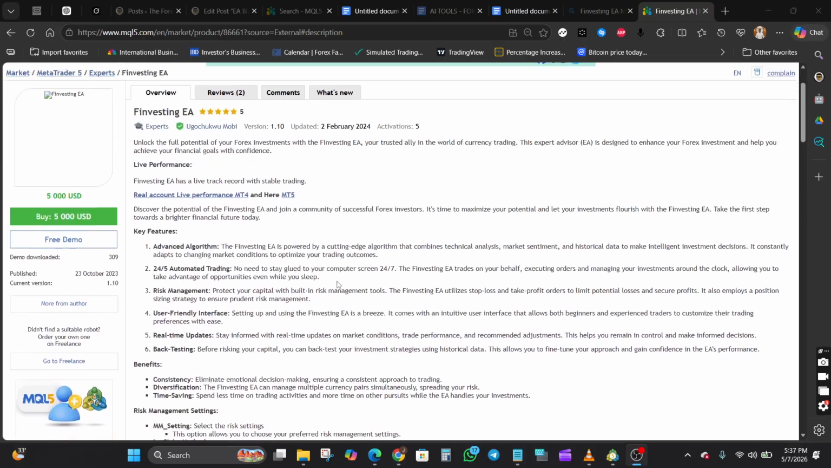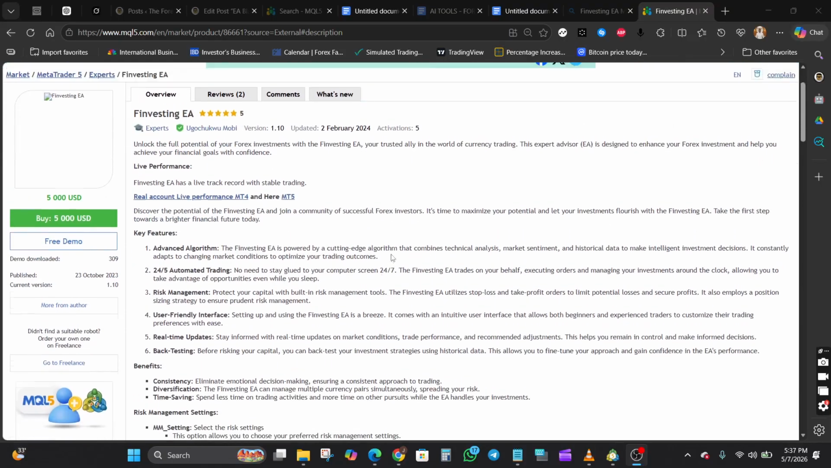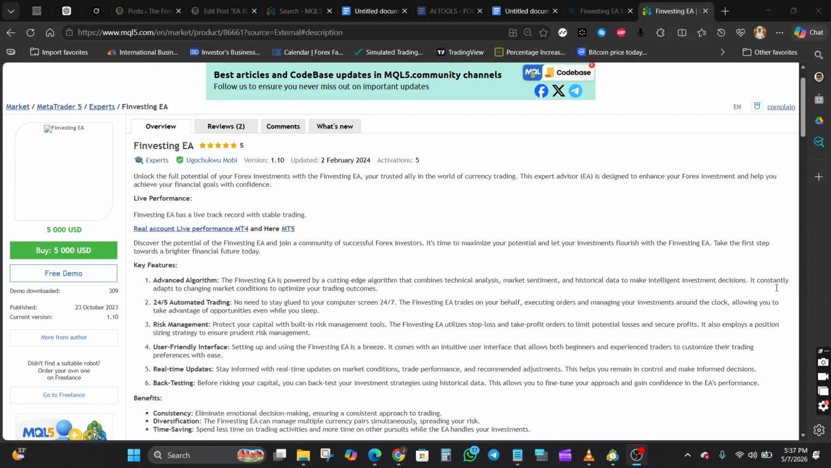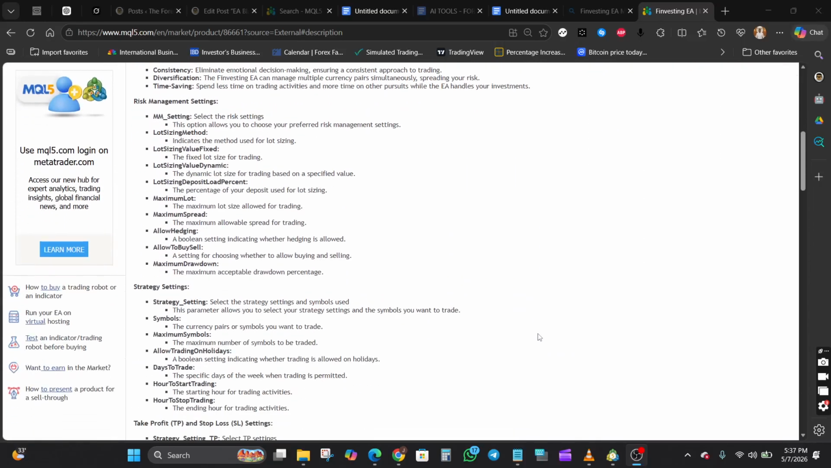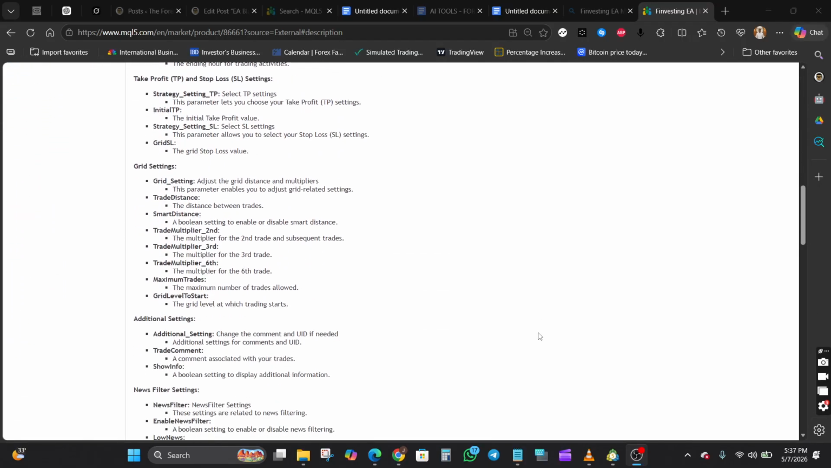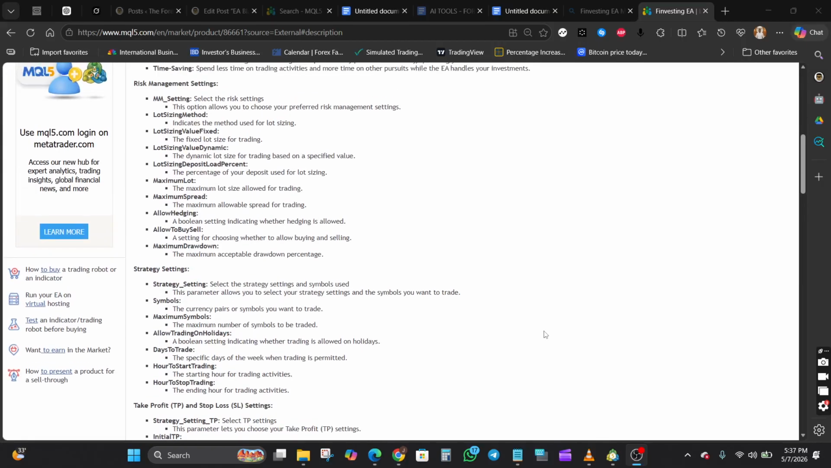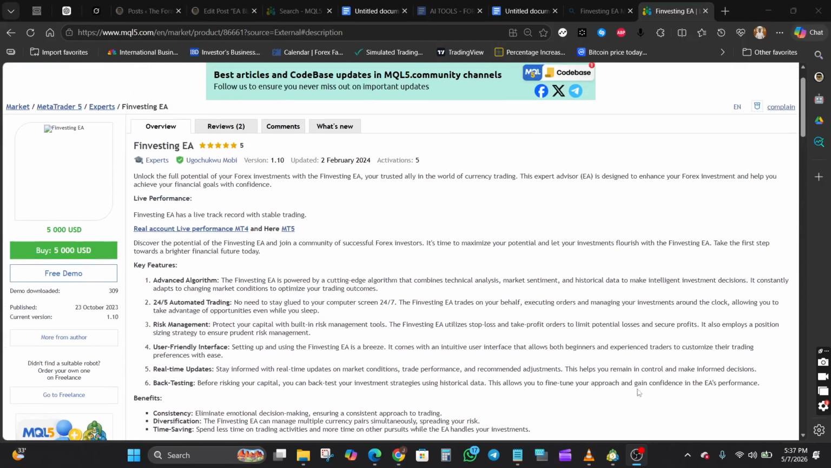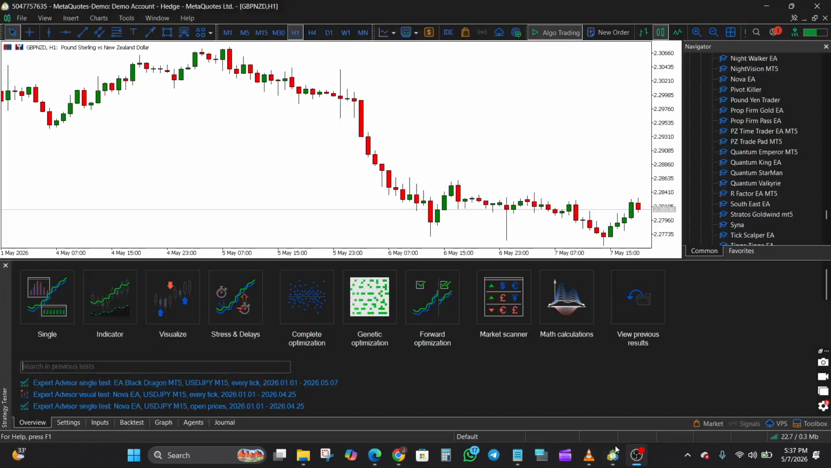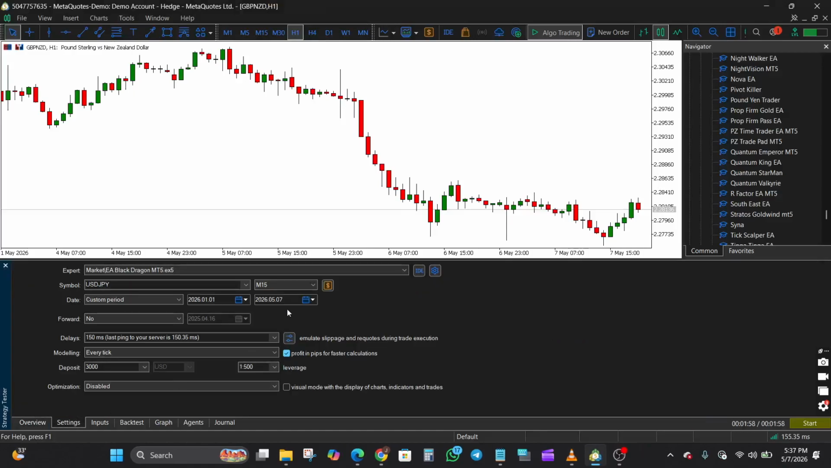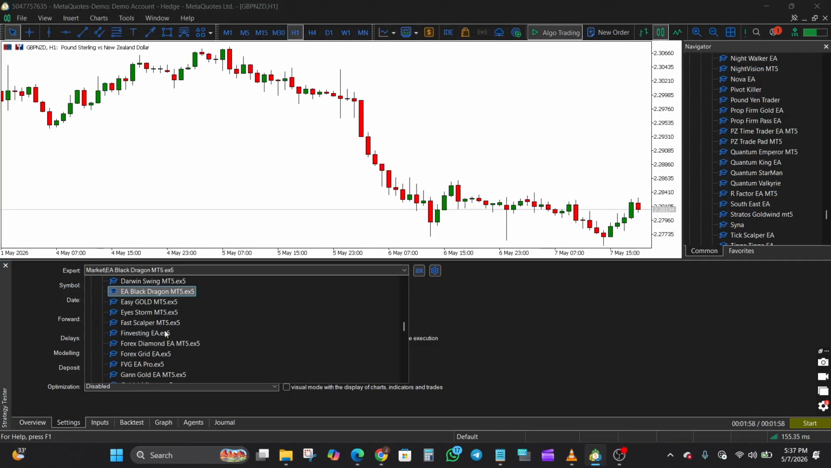All right. From here on, we're just going to head over to the strategy tester so we can backtest the Finvesting EA and see how it performed over a couple of months. We're going to be testing the EA using our preferred currency pair and time frame. Whenever you want to test the EA, just use your preferred currency pair, since there was no specific one to test it on.